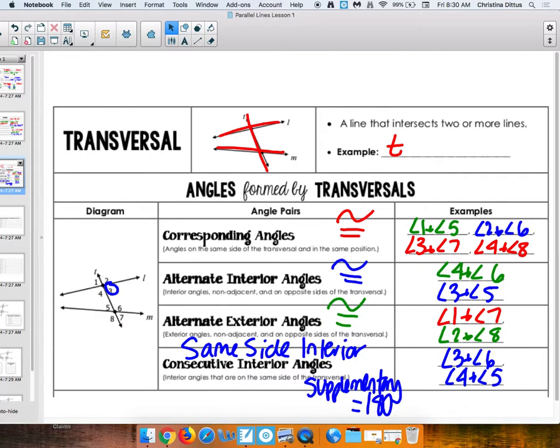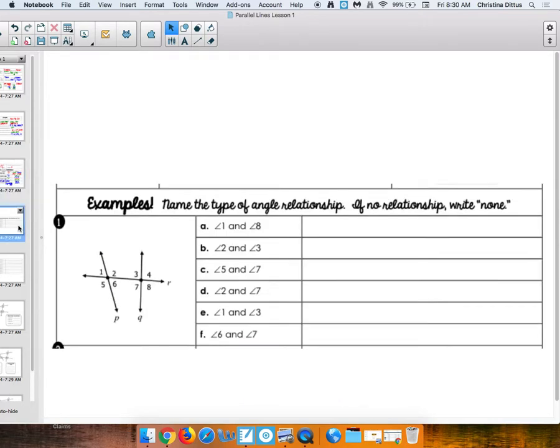Now we got tons of examples. We're gonna nail this down. 1 and 8. First thing to ask yourself, are they interior or exterior? Exterior. So looking at our list, what's the only thing that's exterior? Alternate. Are they alternate of my transversal? Yes. So I get lazy. I write alt exterior. I don't write out alternate each time because I get carpal tunnel.